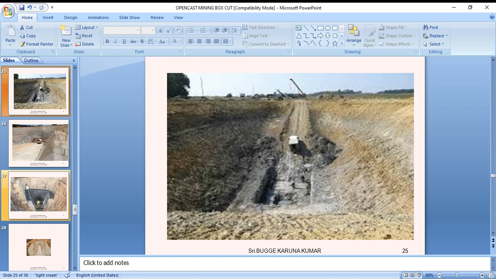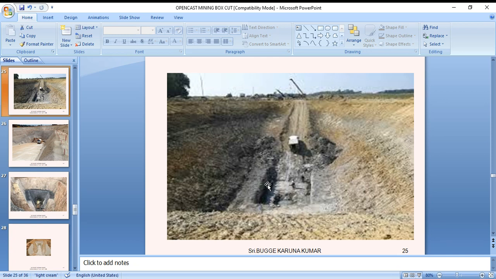It is excavated initially down to the floor level for the first bench. That is from the surface to the downmost point, depending on the height. In future, how much height you have to maintain depends on the shovels, dumpers, draglines or whatever machineries you apply. According to that, you have to reach the floor by that much distance. That is the height of the bench. So initially itself you have to maintain the height.